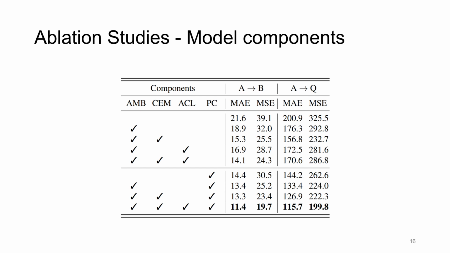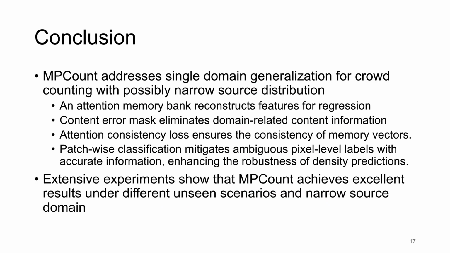We have also conducted a full set of ablation studies, and here we show the study on model components. So in conclusion, MPCount addresses single-domain generalization for crowd counting with possibly narrow source distribution, with attention memory bank, content error mask, attention consistency loss, and patchwise classification. Extensive experiments show that MPCount achieves excellent results under different unseen scenarios and narrow source domain.